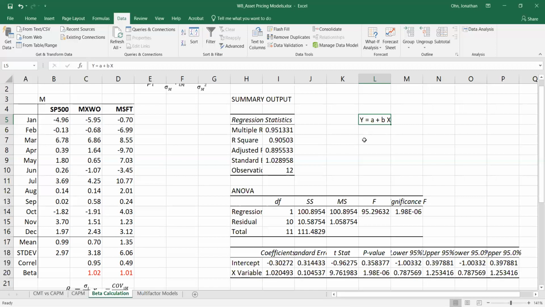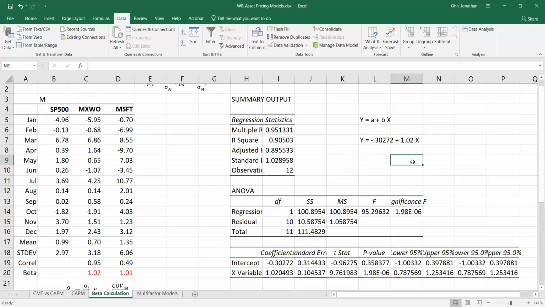So there it is. Y is equal to minus 0.30272 plus 1.02 times X. That is your estimated coefficient. I put this together in here.